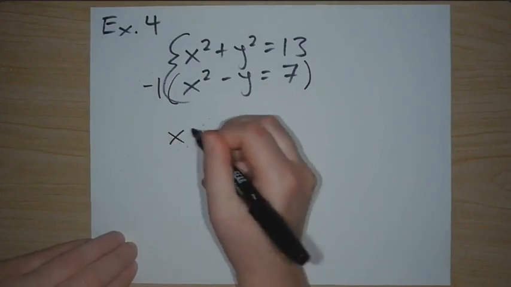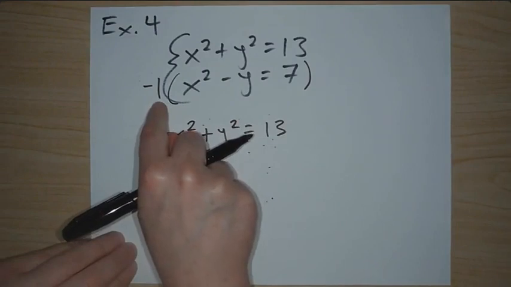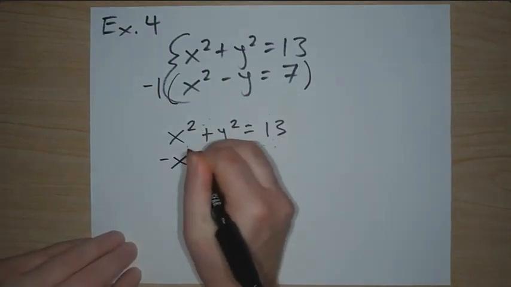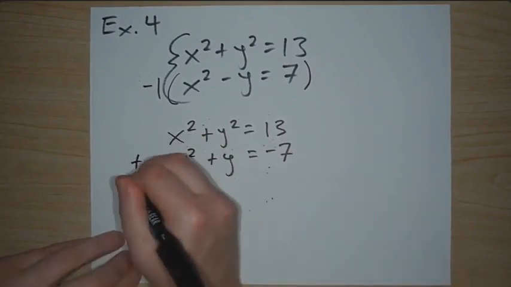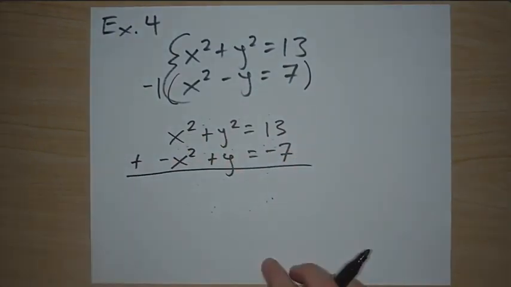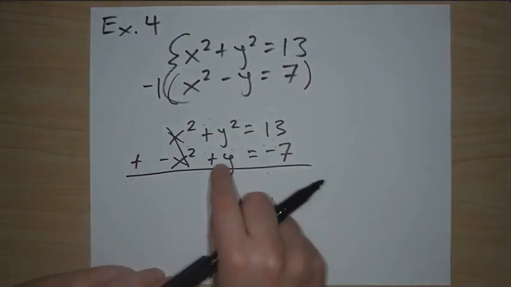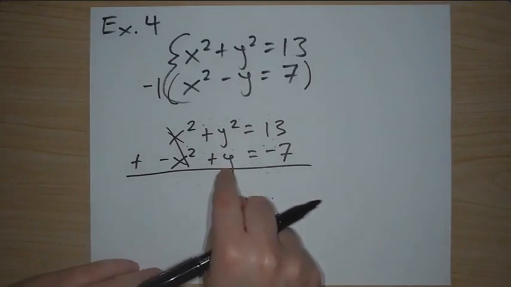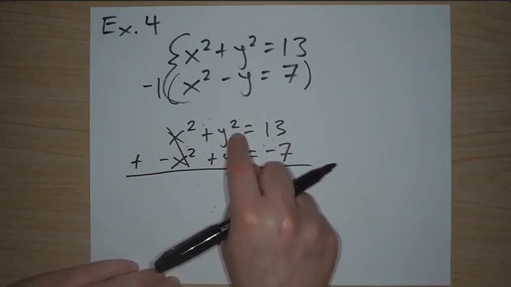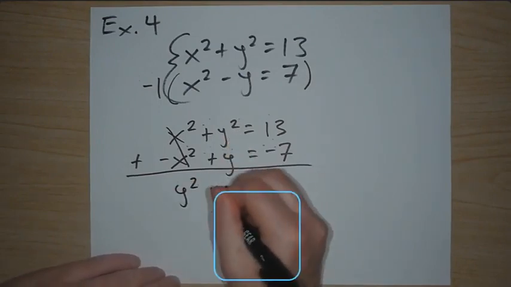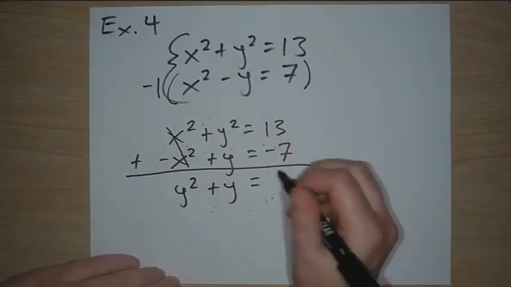So the top equation is x squared plus y squared is equal to 13, and distributing this -1 throughout the bottom equation, we get negative x squared plus y is equal to -7. I'm going to add everything. So if we add x squared and negative x squared, they cancel, and we get y squared plus y. We cannot add these. We can't write, for example, 2y or 2y squared because they're different denominations, but we can write it as y squared plus y, like that. We have 13 minus 7, which is 6.